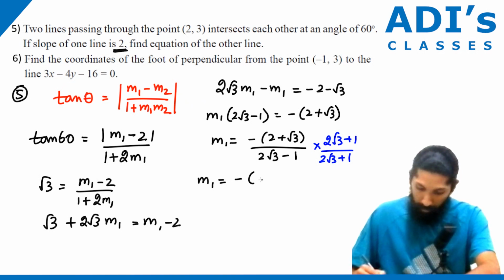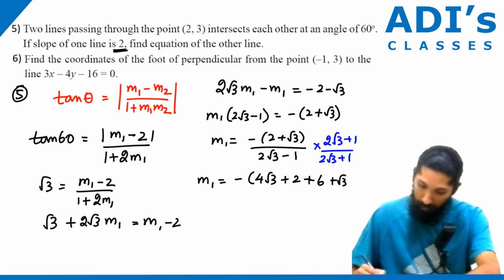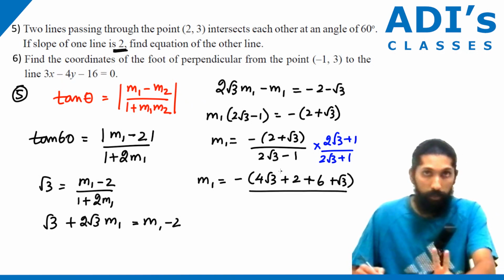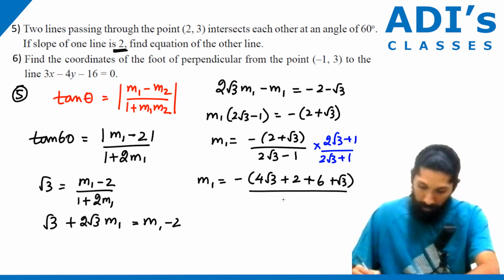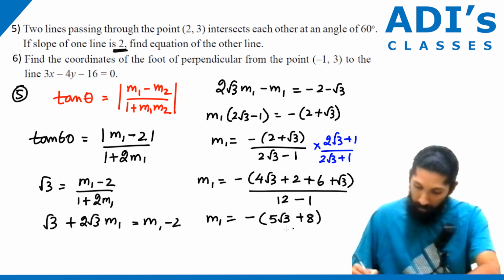So we can say 2 into 2 root 3 is 4 root 3, plus 2, plus 2 into 3 is 6, plus root 3, divided by (2 root 3) whole square. 2 root 3 whole square is 12. 12 minus 1 is 11. We'll do 12 minus 1 for now. So m1 becomes minus of (4 root 3 plus root 3 is 5 root 3, plus 8) divided by 11.